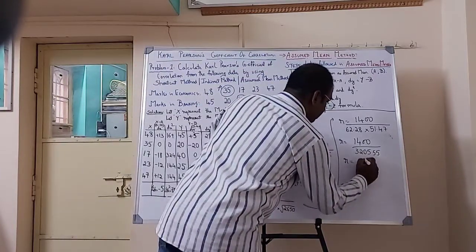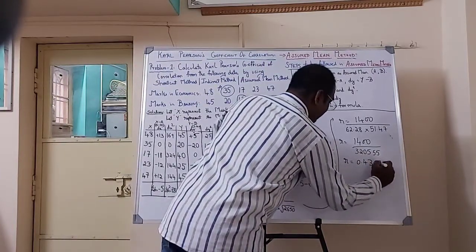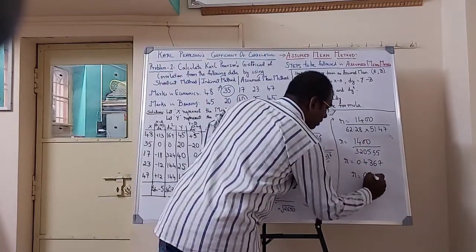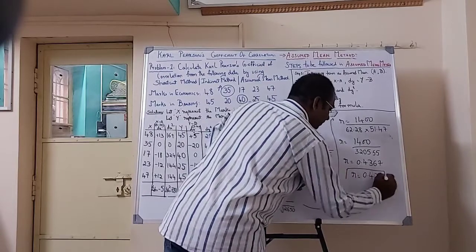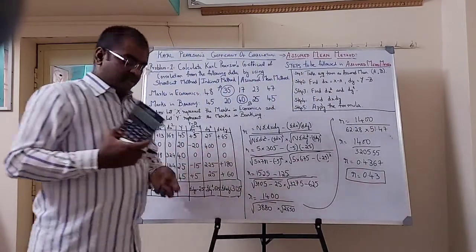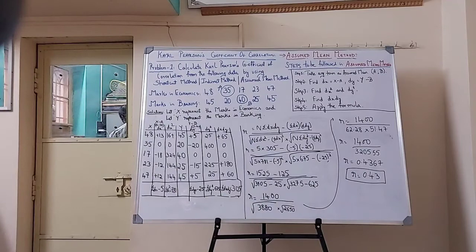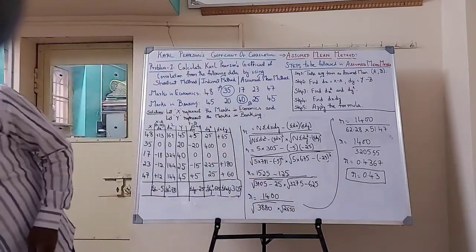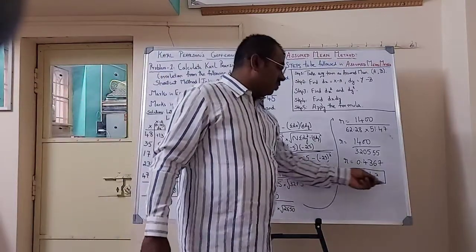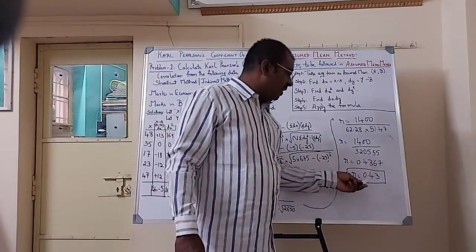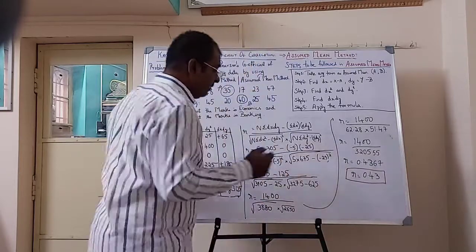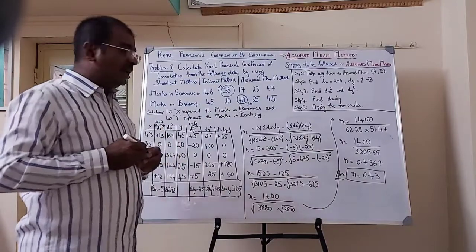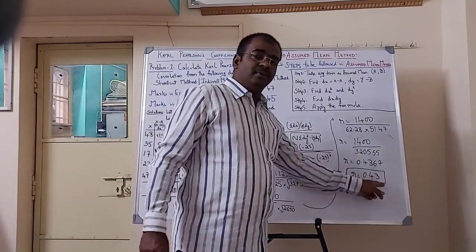It is 0.4367. So roughly we can call R is equal to 0.43. Now, what is the answer we have got? The answer that we have got, Karl Pearson's coefficient of correlation is equal to 0.43. So therefore, the correlation coefficient is equal to 0.43.